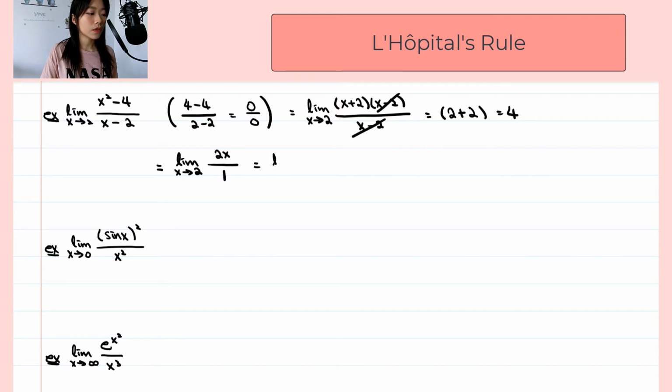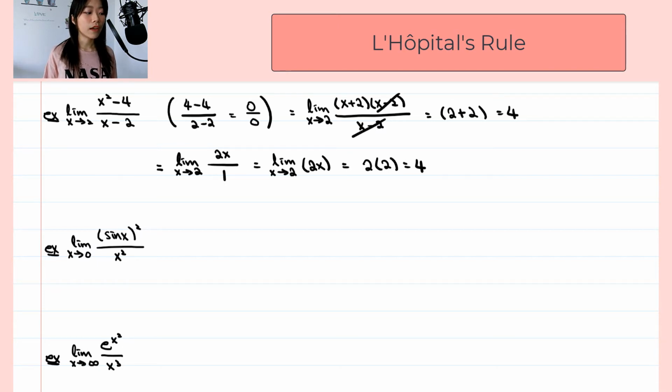So this equals the limit as x approaches 2 of 2x. Now let's use the cheating rule. We substitute x by 2, and we get 2 times 2, which equals 4, which is the same as what we have found.